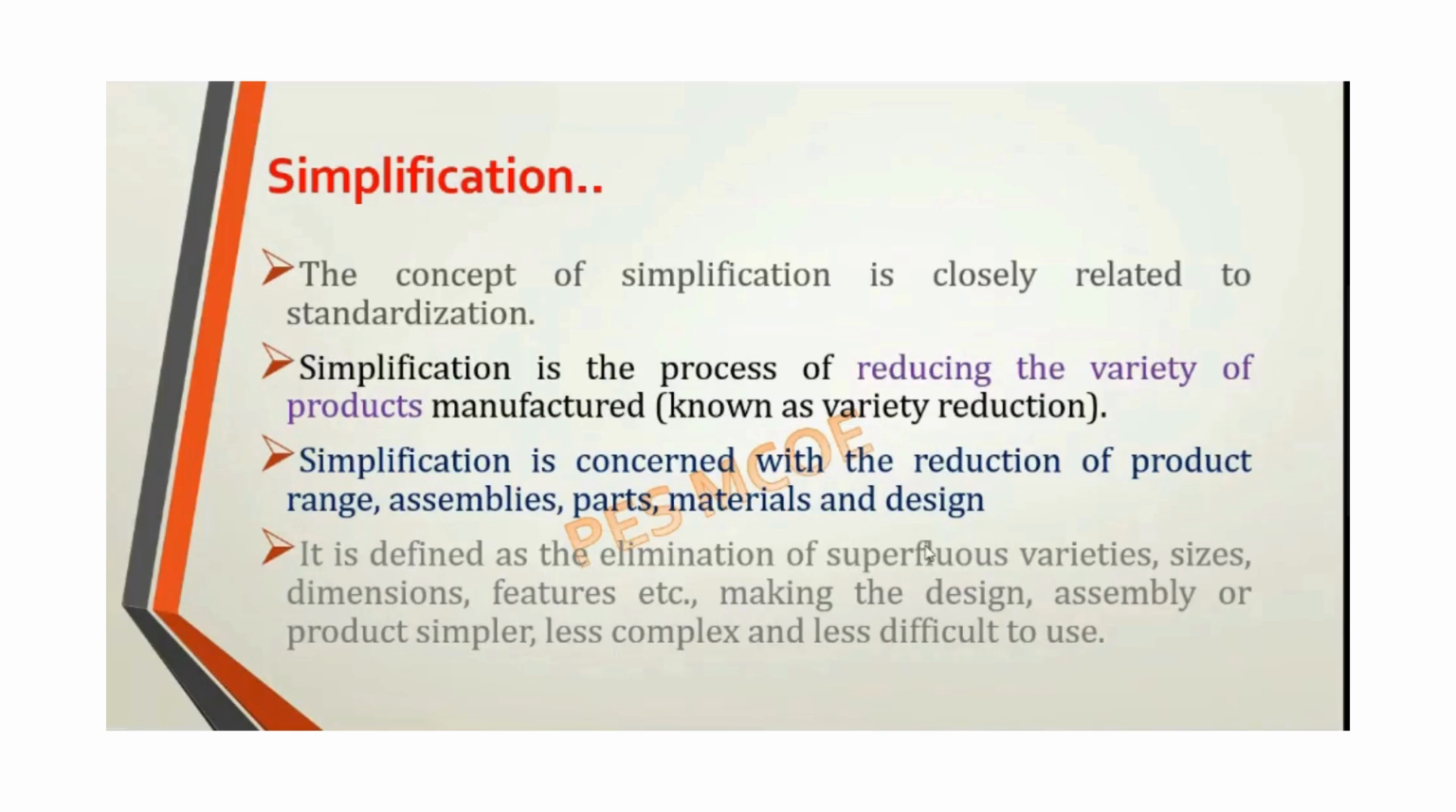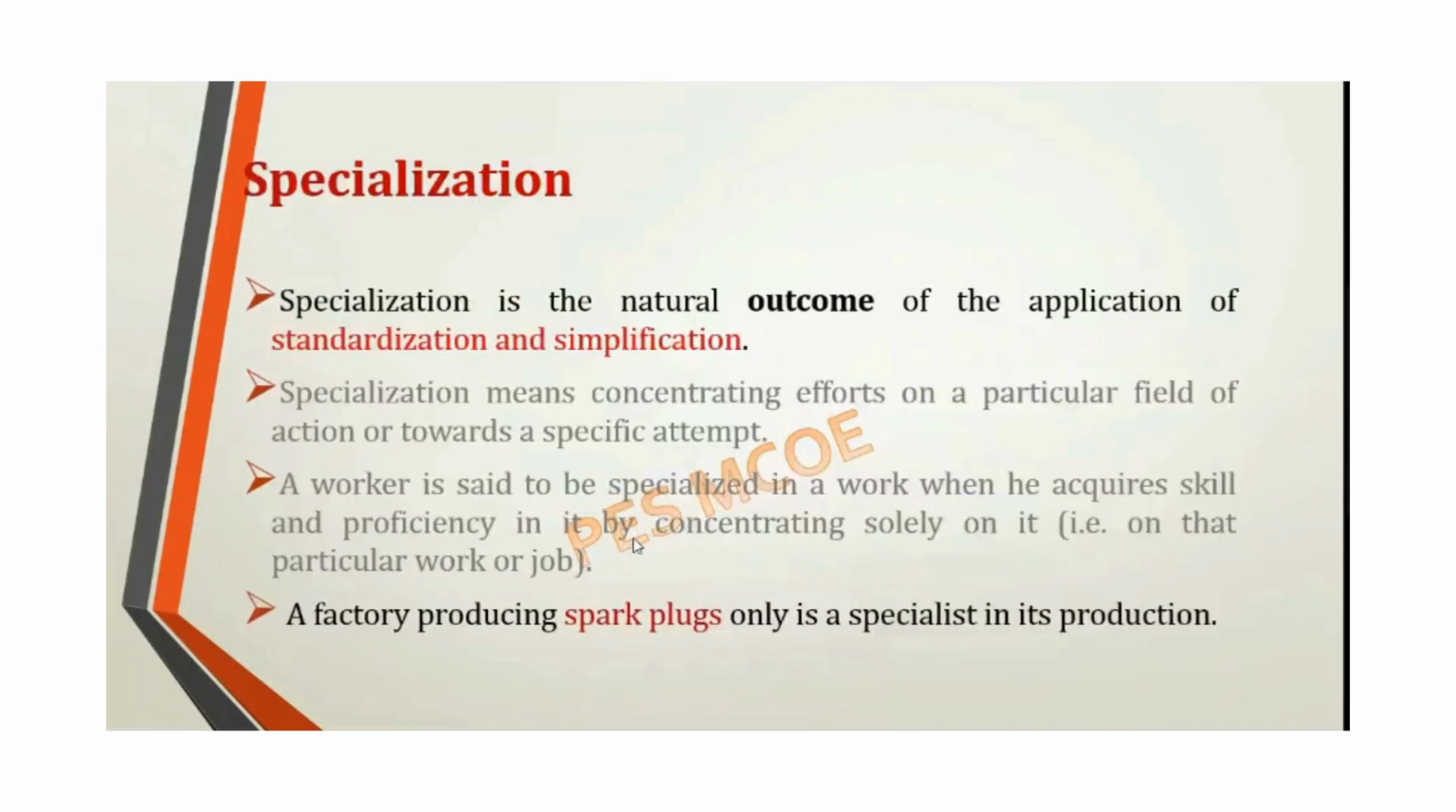Simplification is what? The concept is closely related to standardization. It is a process of reducing the variety of the product which will be manufactured. Okay. Now if you look at electric motors, they are available in a preferred series such as 0.5 horsepower, 1 horsepower, 2 horsepower, 2.5, 3, 4 HP, 5 HP, 7.5 HP, 10 HP. That is the simplification, done with the help of a certain product range or assembly, part, material and design. Okay.